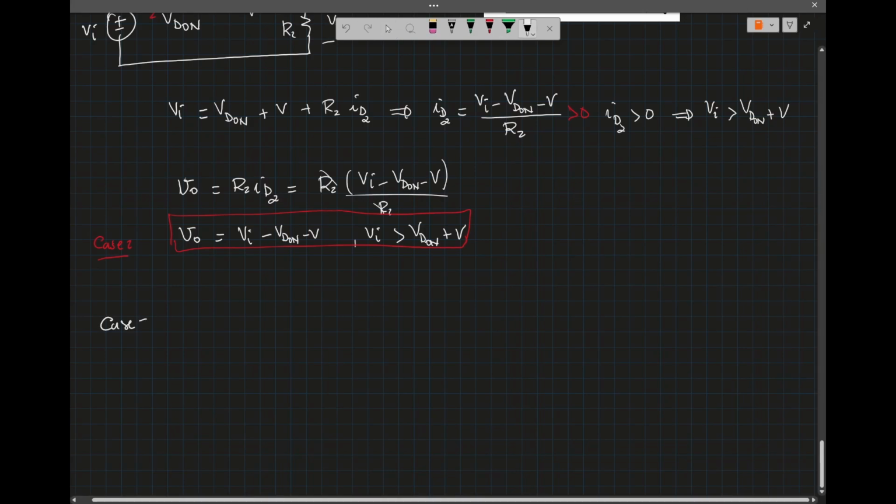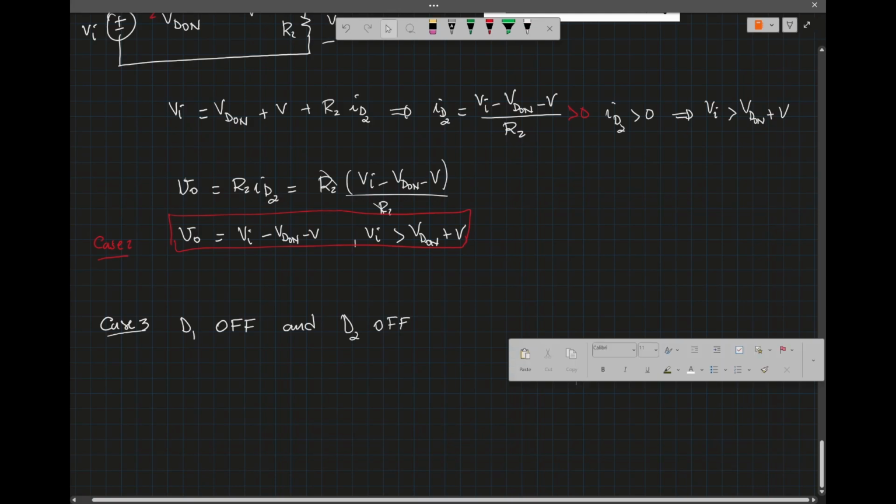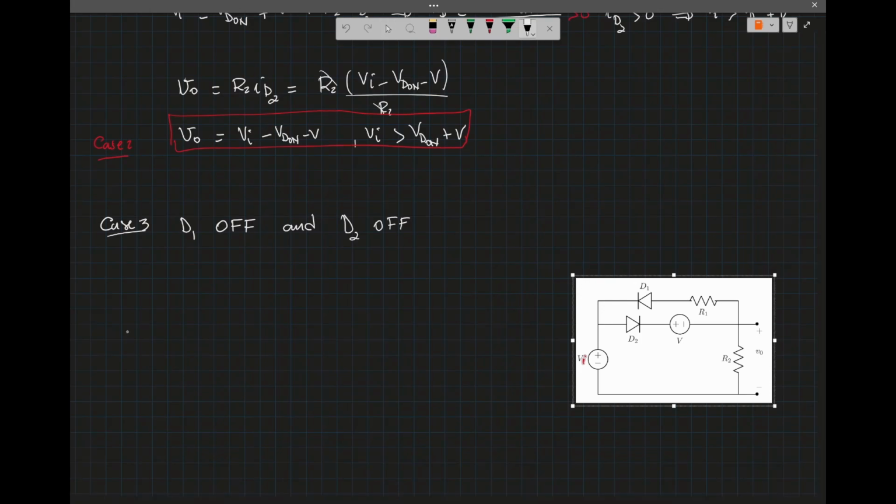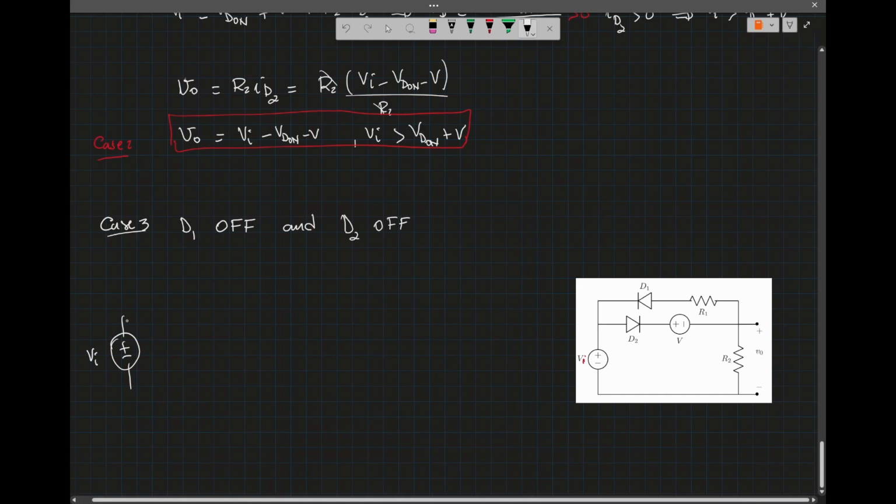So case 3, D1 off and D2 off. So when I draw my network, it gives me this VI. So the diodes are open.